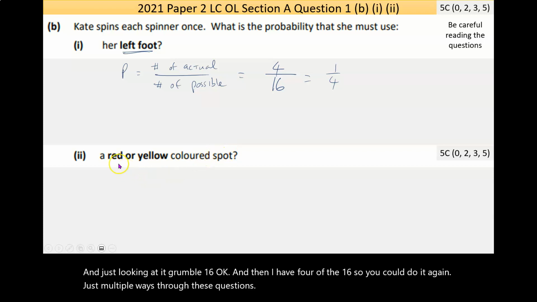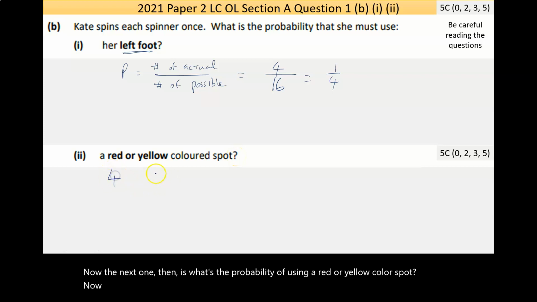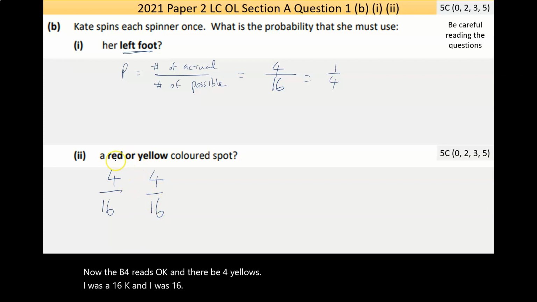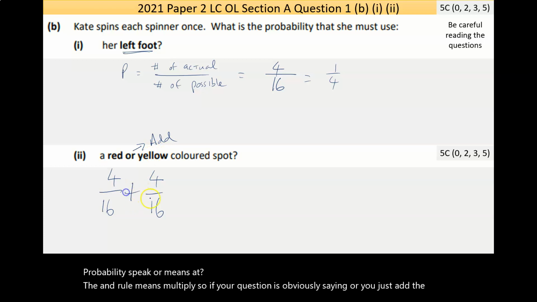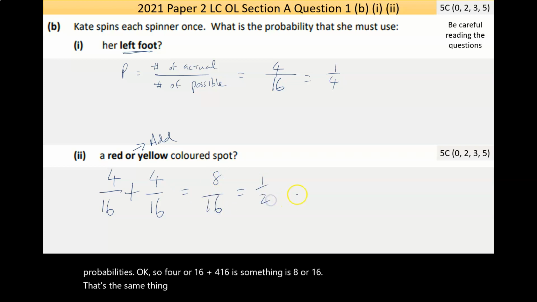Now, the next one then is, what's the probability of using a red or yellow color spot? Now, there'd be 4 reds, okay, and there'd be 4 yellows out of the 16. So the red or yellow, in probability speak, or means add. The and rule means multiply. So if your question is obviously saying or, you just add the probabilities. Okay. So 4 out of 16 plus 4 out of 16 is the same thing as 8 out of 16. That's the same thing as a half.